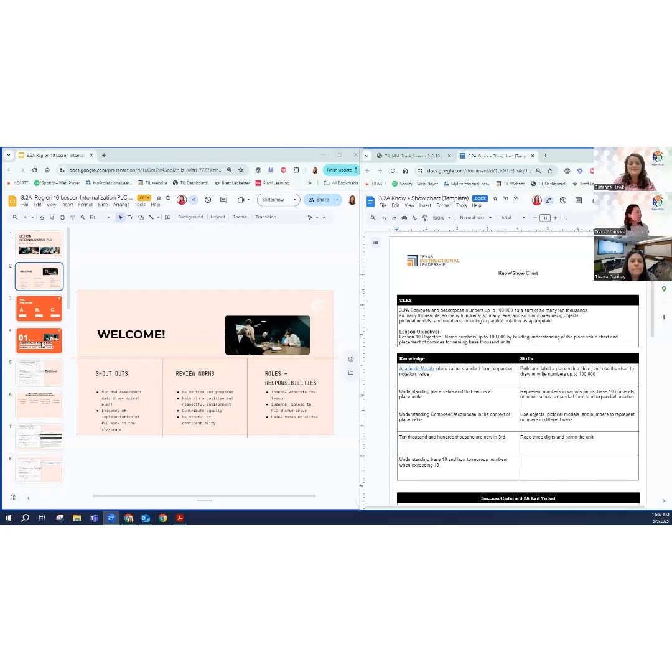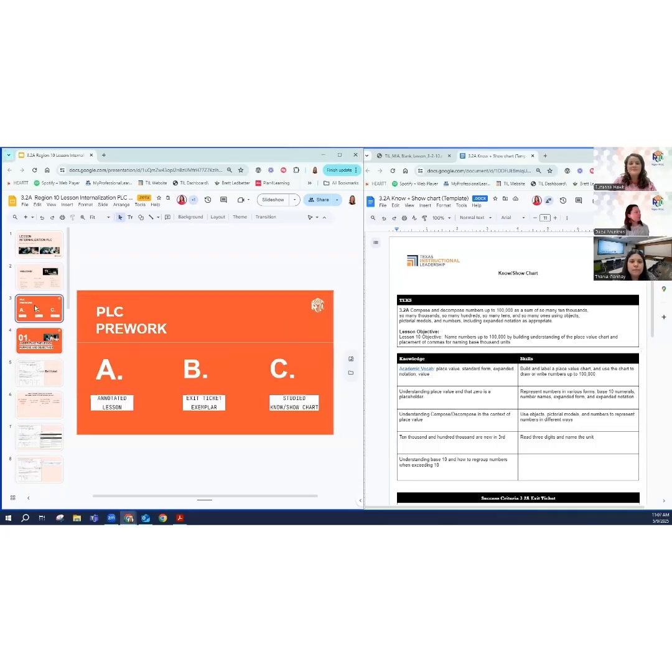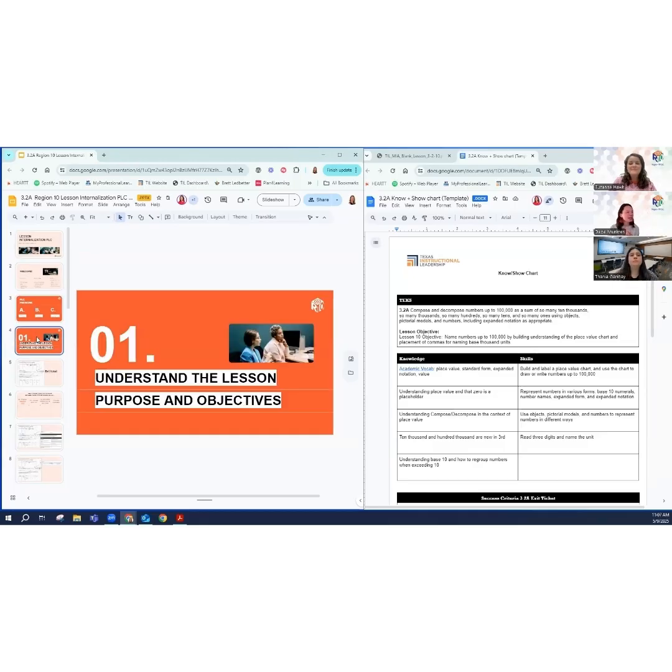Okay, so moving into step one: our PLC pre-work. Everybody got this? All these pieces? Yep. Awesome. So understanding the lesson, purpose, and objectives is our first step in our internalization protocol.